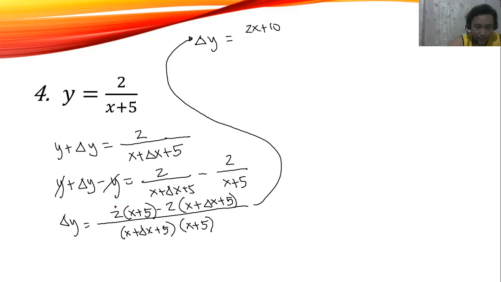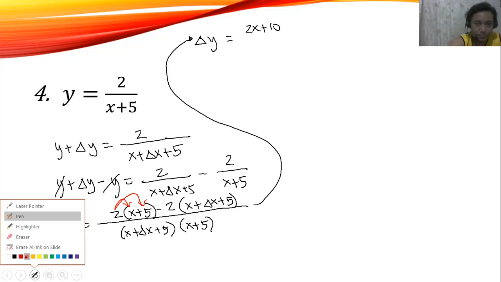So si 2, minultiply natin kay x, so naging 2x. So we have this 2x. And si 2, minultiply kay positive 5, naging 10. So we have this 10. Now let's proceed.